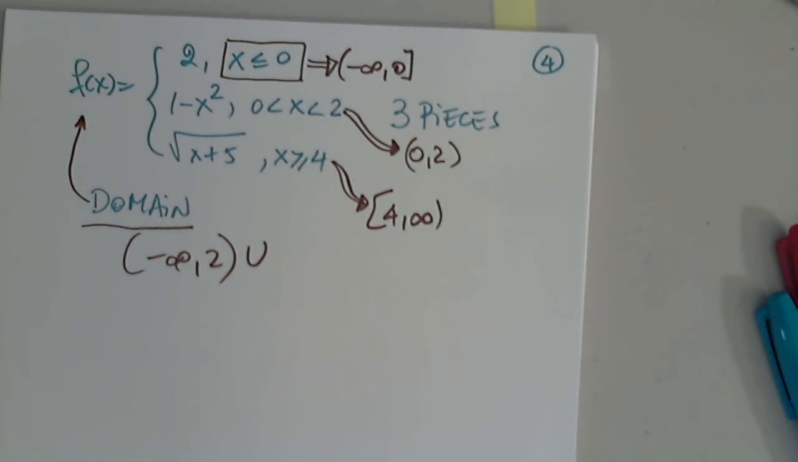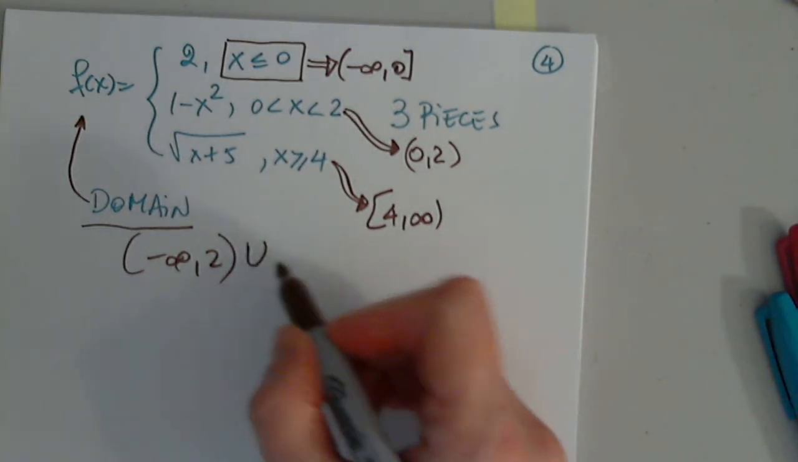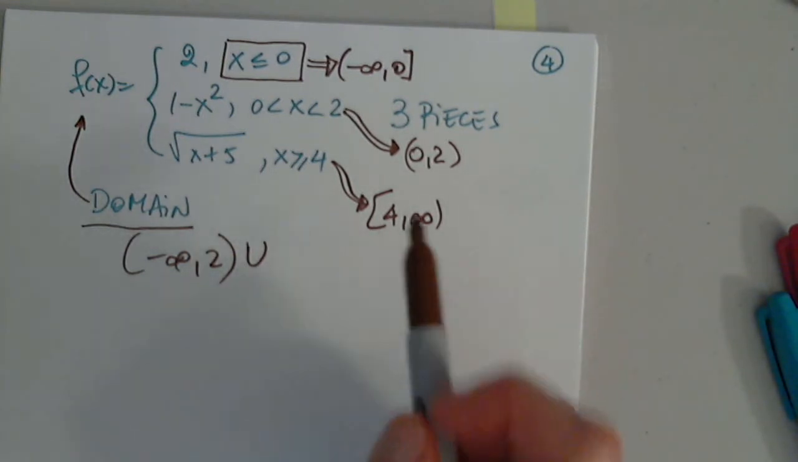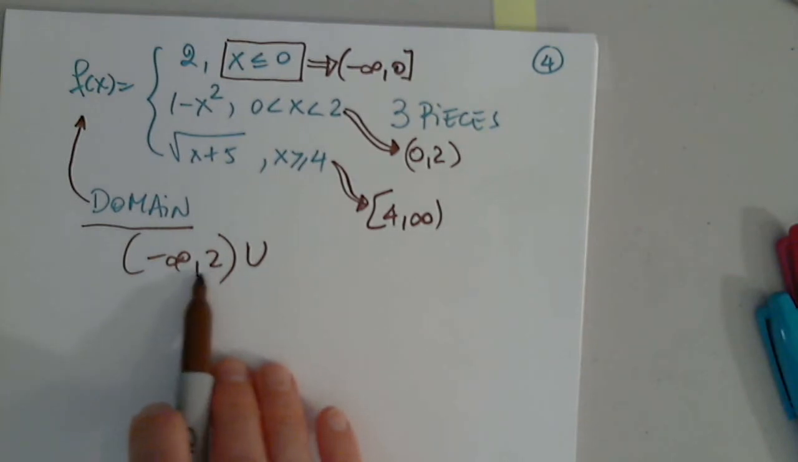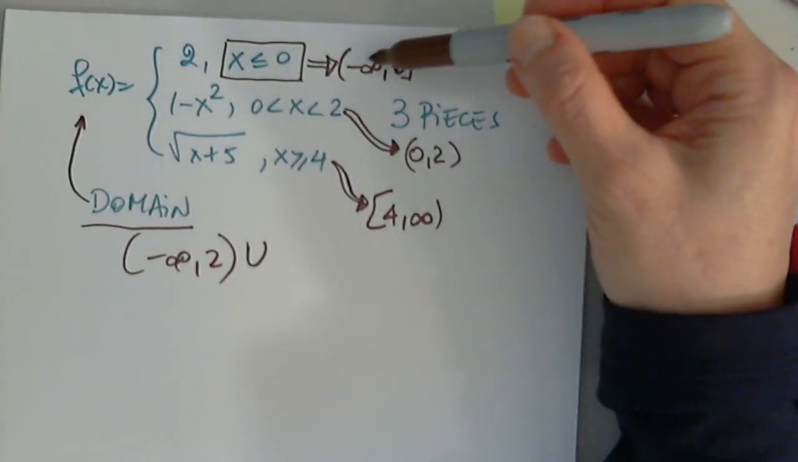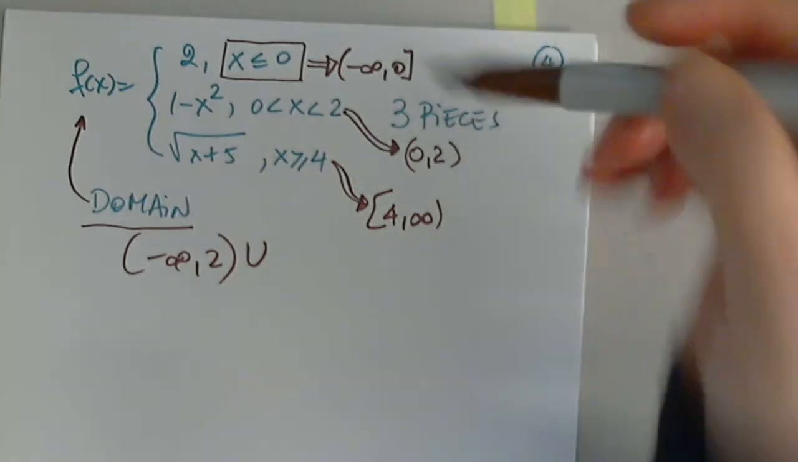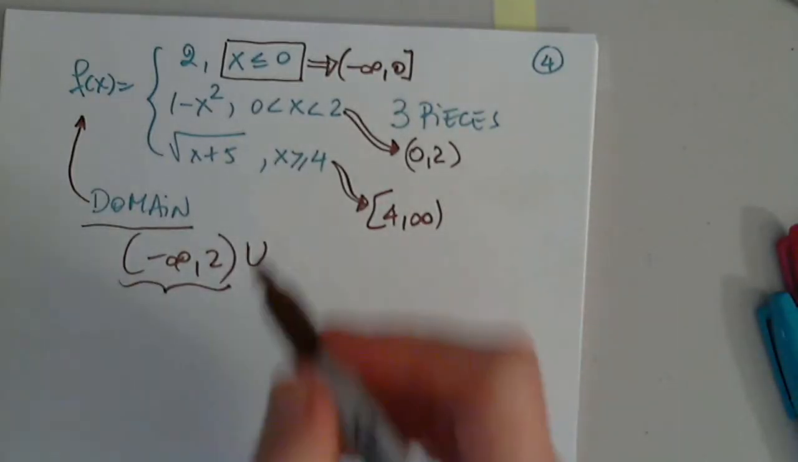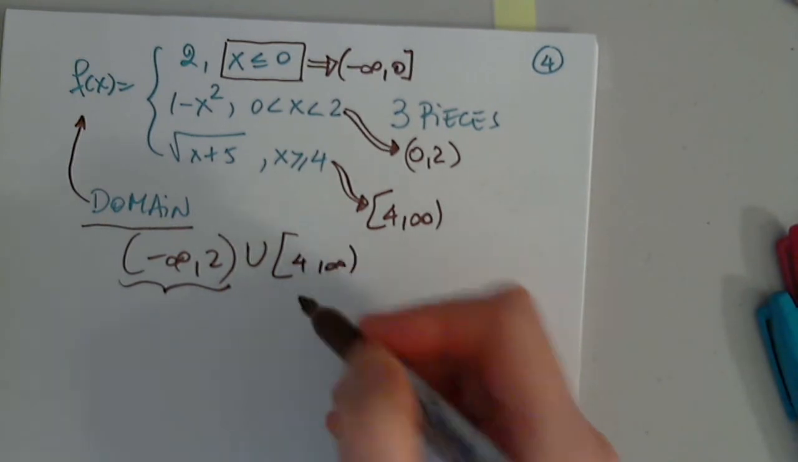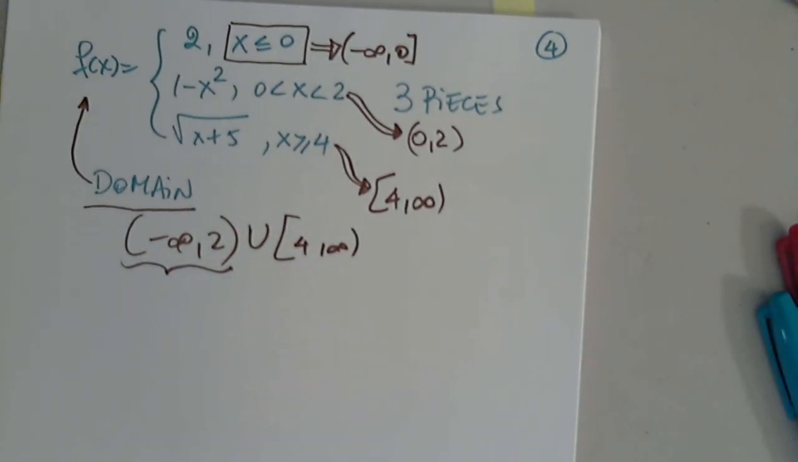Tamara? Okay, so negative infinity, 2, union 0, 2. I already included 0, 2. So negative infinity, 0, union 0, 2 is already here. Oh, got it. So then 4. Perfect. Is that clear, everyone? Yes.